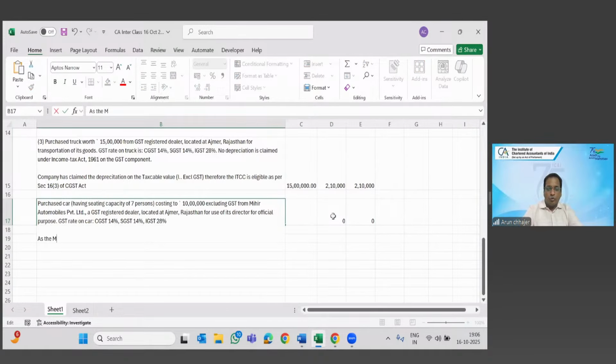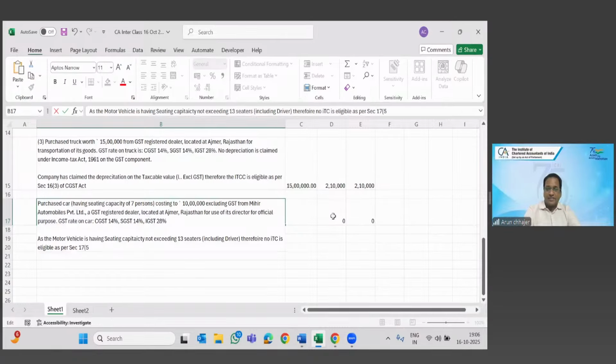As the motor vehicle is having sitting capacity not exceeding 13 seaters including driver, therefore no ITC is eligible as per section 17 subsection 5 clause A.